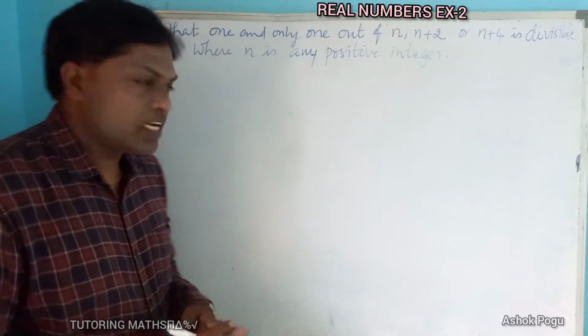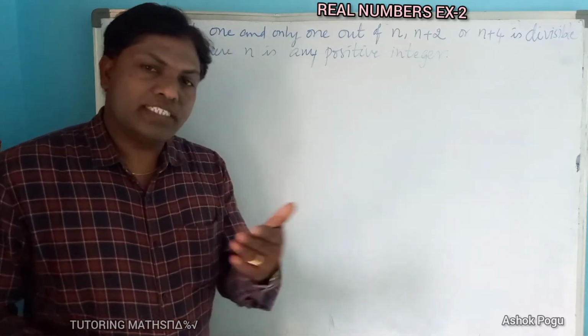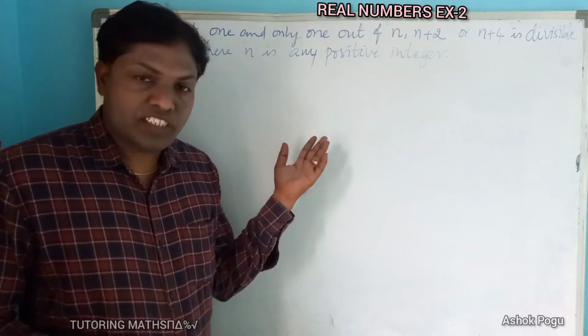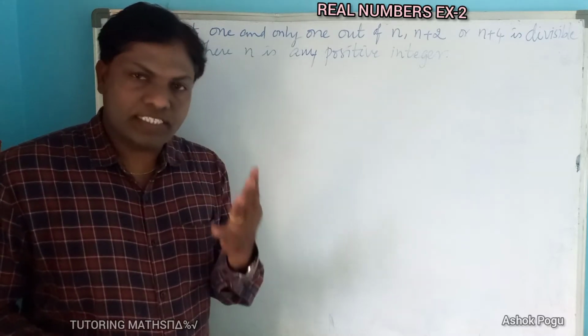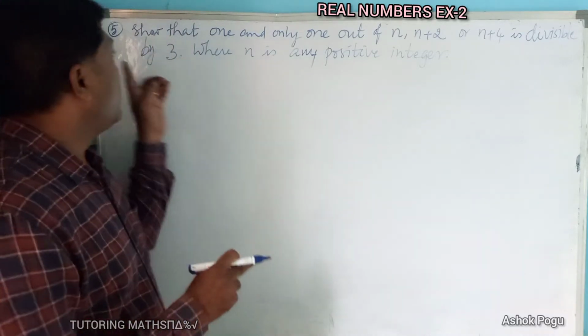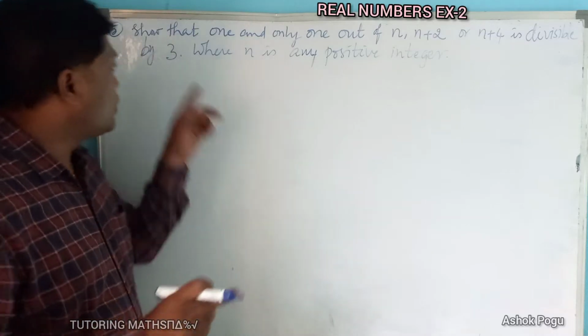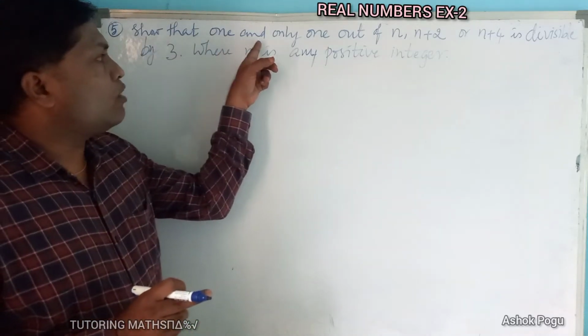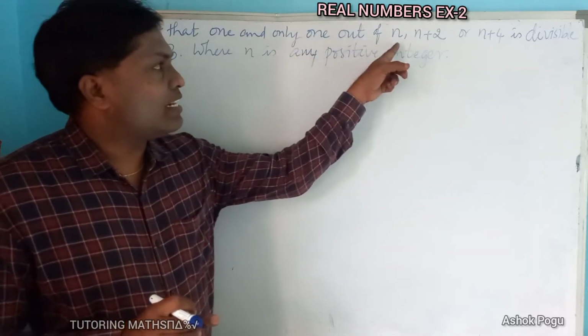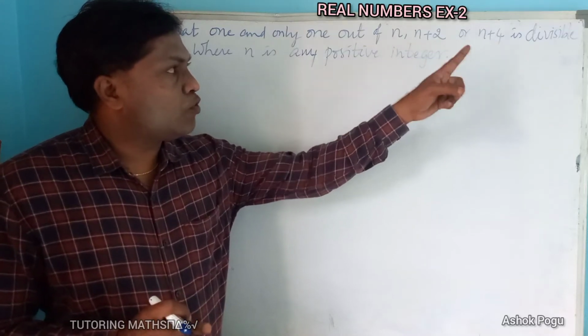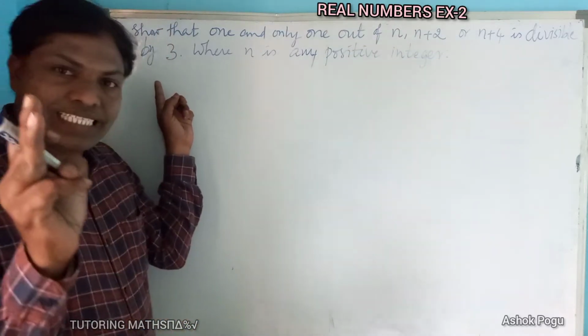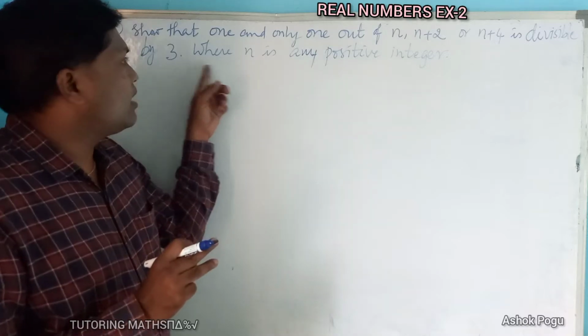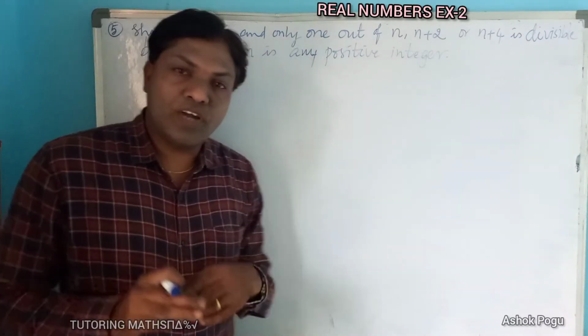Welcome dear students, and in today's class let us continue the last exercise problem, that is first exercise, first chapter, real numbers, and this is question number 5. Fifth question: show that one and only one out of n plus 2 or n plus 4 is divisible by 3. Here 3 is the divisor, where n is any positive integer.